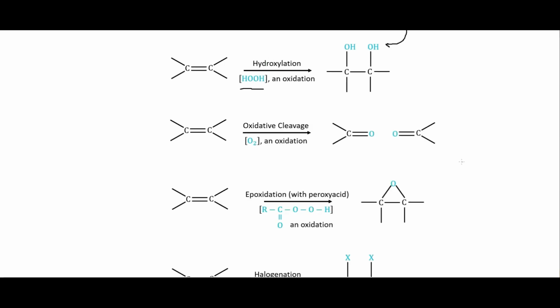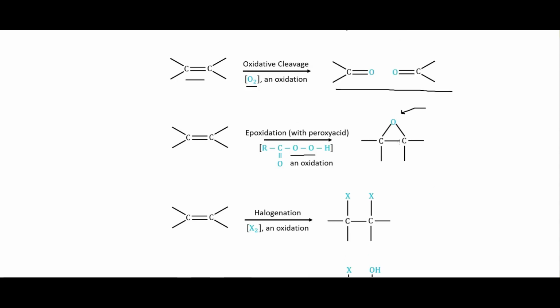We can also do oxidative cleavage, so we use O2 here, and we take the carbons with this double bond here, and we split them apart, putting oxygens on there, resulting in two carbonyl species here. We will also have epoxidation, so we're going to use this peroxy acid. So this is sort of like a carboxylic acid, but instead we have two oxygens here, and so we're going to end up with this epoxide group right here. And so that is just adding one of the oxygens across that double bond there.